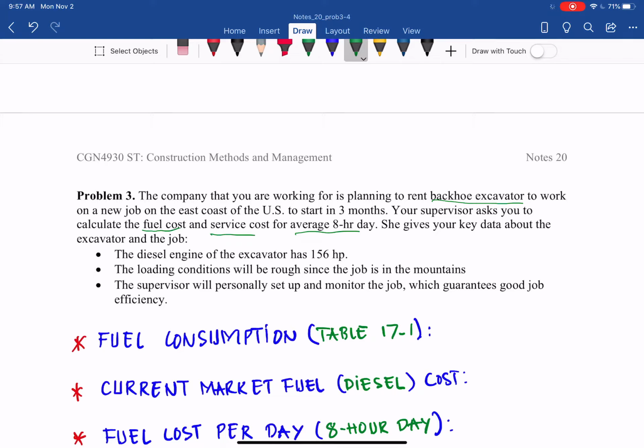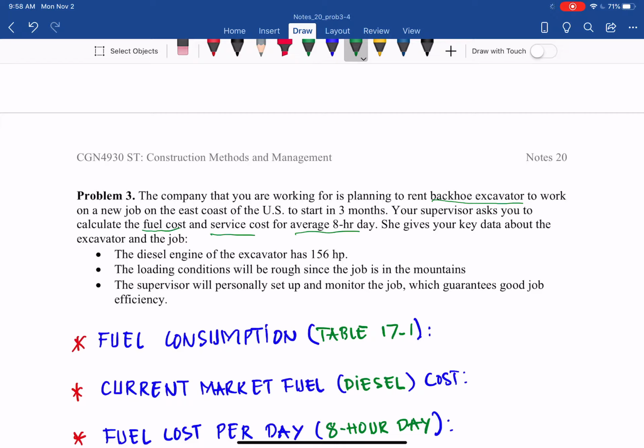The diesel engine of the excavator has 156 horsepower, HP. The loading conditions will be rough since the job is in the mountains. The supervisor will personally set up and monitor the job, which guarantees good job efficiency.